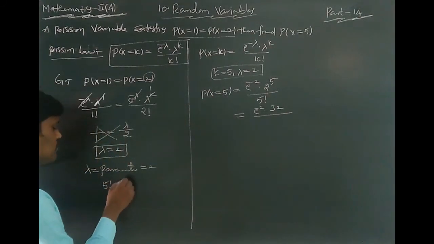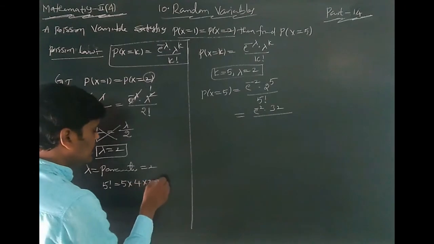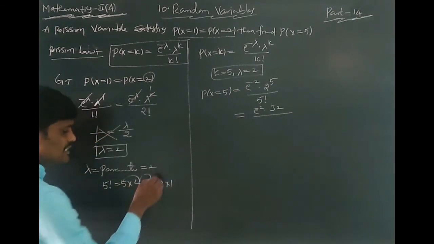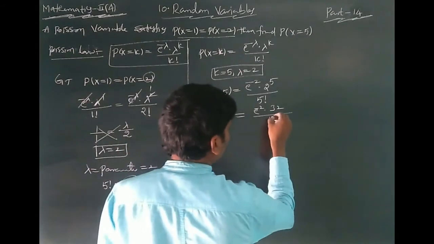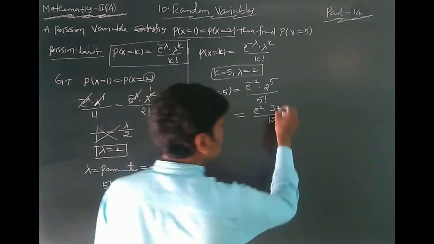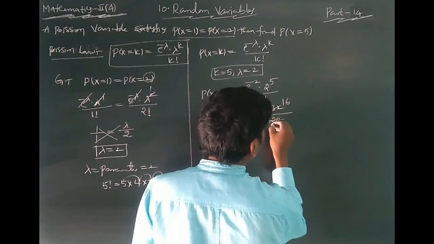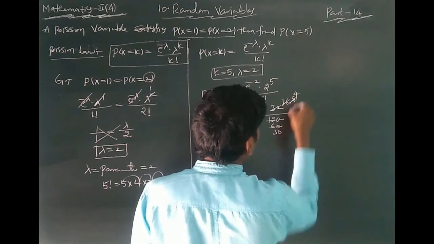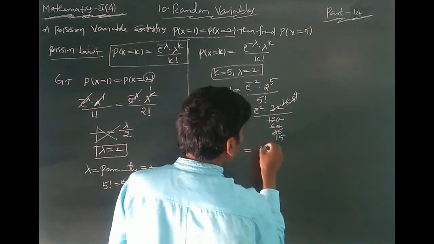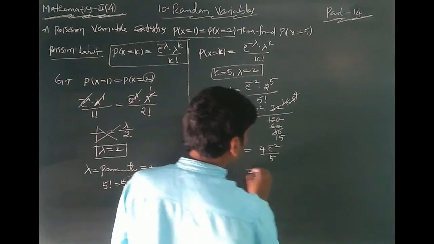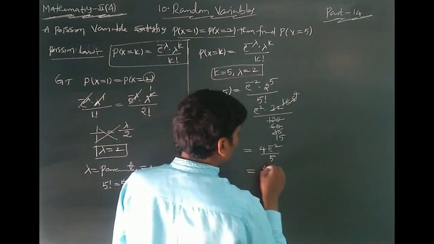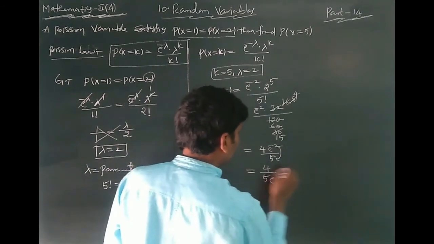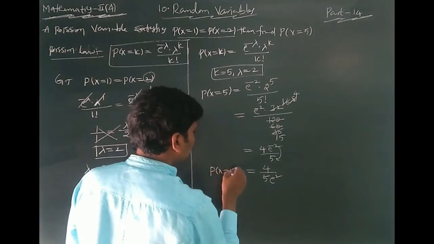5 factorial is nothing but 5 into 4 into 3 into 2 into 1. 5 fours are 20, 20 threes are 60, 60 twos are 120. So 5 factorial is 120. After that, 32 by 120: cancelling, we get remaining constant 4 by 15, into e power minus 2. This can be written as 4 by 15 e power 2, since e power minus 2 goes to the denominator. This is the probability of x equal to 5.